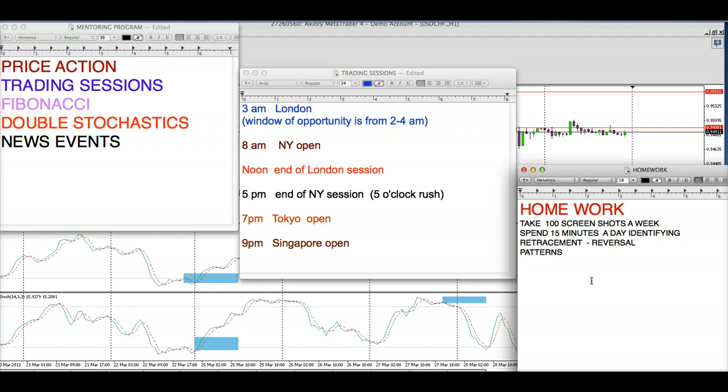Okay, so this is the syllabus. This is what we're going to be looking at. We're going to be focused on trading sessions. We're going to be focusing on these 5 things on the left-hand side, and then the homework is really important for your success. Remember, this is a mentoring program. It's a year-long program, so even after the month-long session is over, we're going to be continuing to communicate.